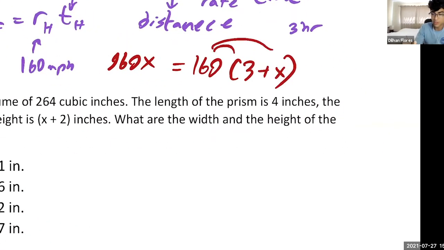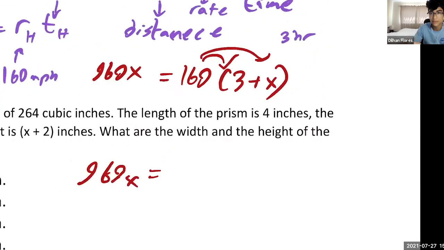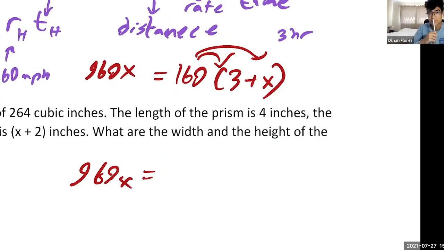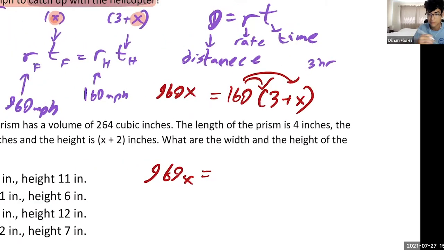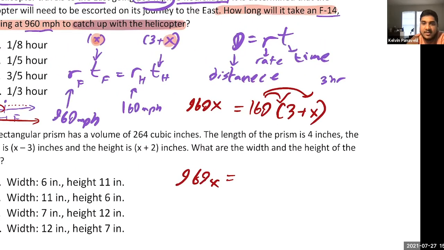First, distribute this 160, right? So there's going to be 960X is equal to, what's this first one going to give us? What's this going to give us? Awesome, right? 480 plus what in the chat? Great, right? Make sure to distribute the 160 to both the 3 and the X, right? Plus 160X.